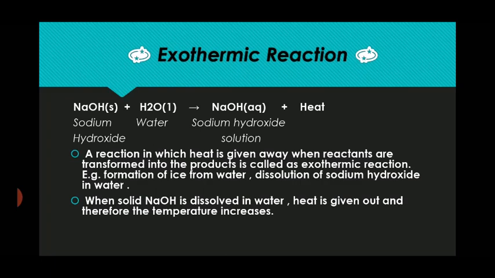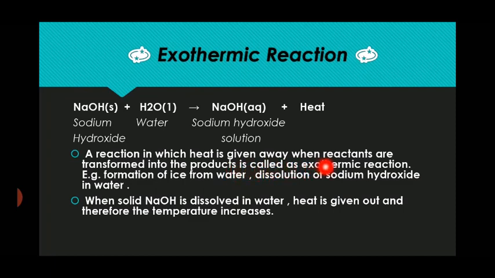Now come to the next, which is exothermic. So what is exothermic? A reaction in which heat is given away when reactants are transformed into products is called an exothermic reaction. For example, formation of ice from water.